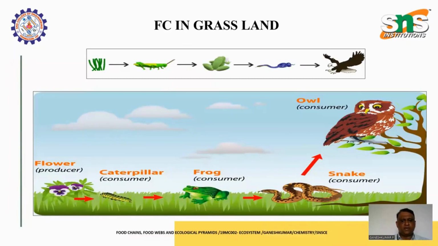This is an example of a food chain in a grassland. See, the grasses are eaten by the grasshopper, the grasshopper is eaten by the frog, the frog is eaten by the snake, and then the snake is eaten by the eagle. So this is a linear movement of energy from one organism to another organism. We call it a food chain.